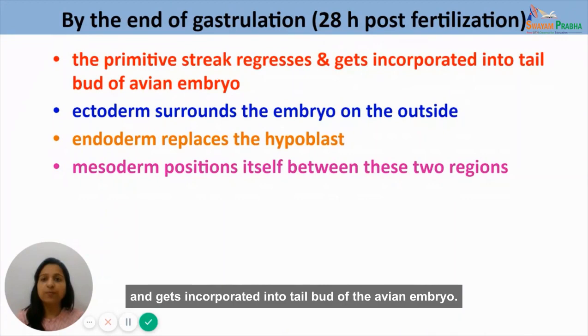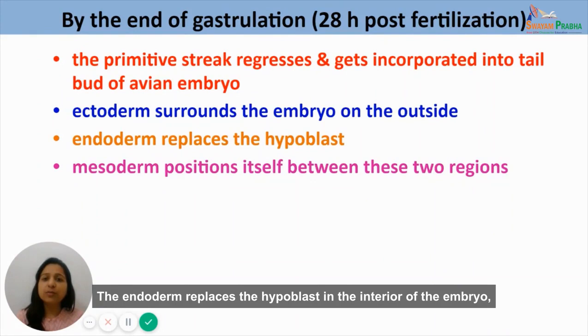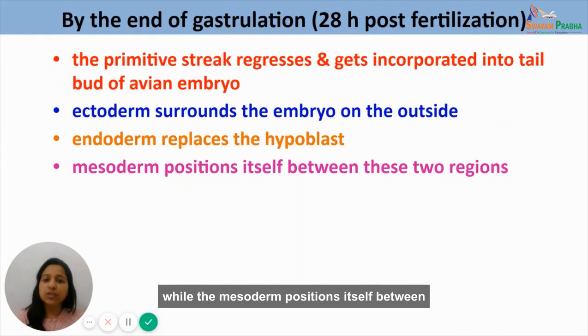The ectoderm surrounds the embryo on the complete outside, that is on the surface around the yolk and around the embryo. The endoderm replaces the hypoblast in the interior of the embryo, while the mesoderm positions itself between these two regions of ectoderm and endoderm.